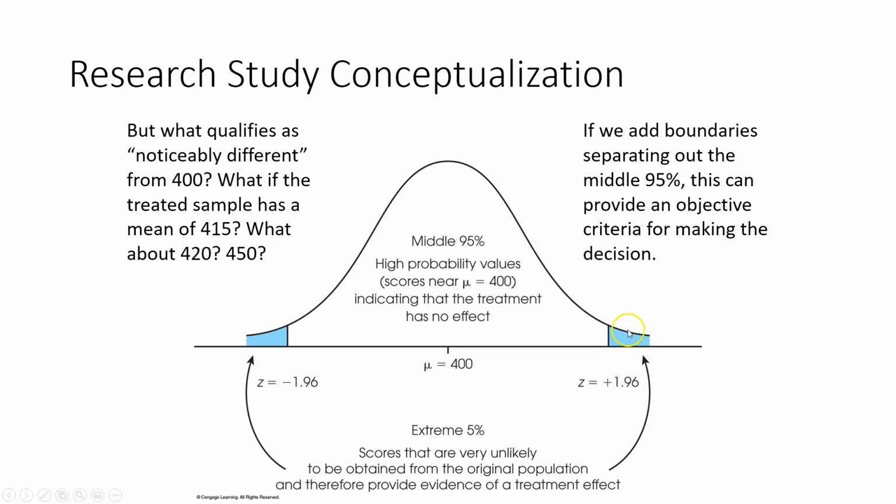This tail right here corresponds with 2.5%, and this tail corresponds with the other 2.5%, because added together, these two tails have to come to 5%. So that 5% is split between the upper and the lower two tails. And the middle 95% is the rest of the scores. So if we add boundaries that separate out the middle 95%, a z-score here and a z-score here, this can provide an objective criteria that all scientists use universally for making a decision that says our treatment worked or it didn't work. And those z-scores are about -2 and +2.